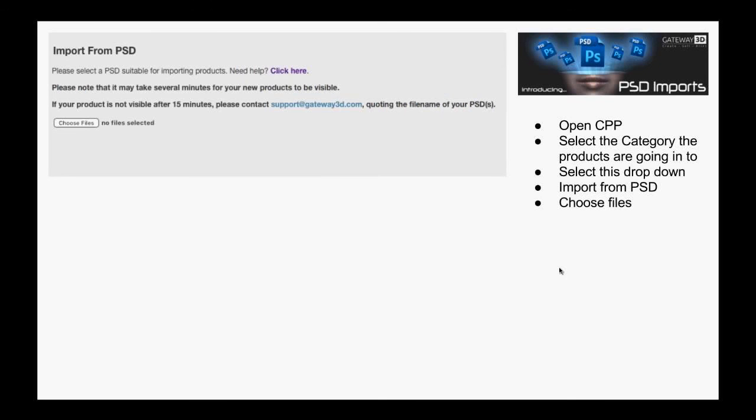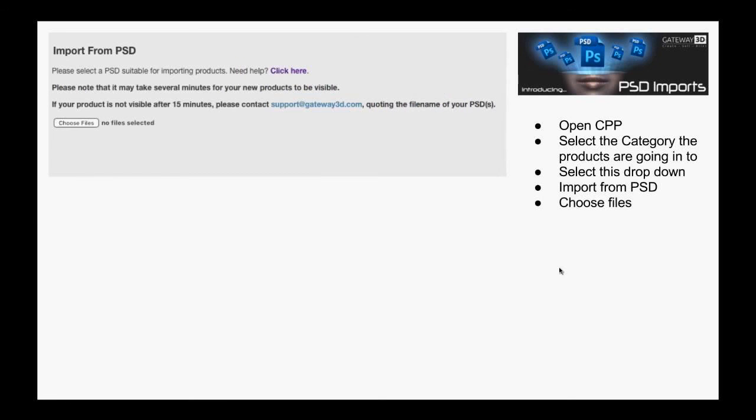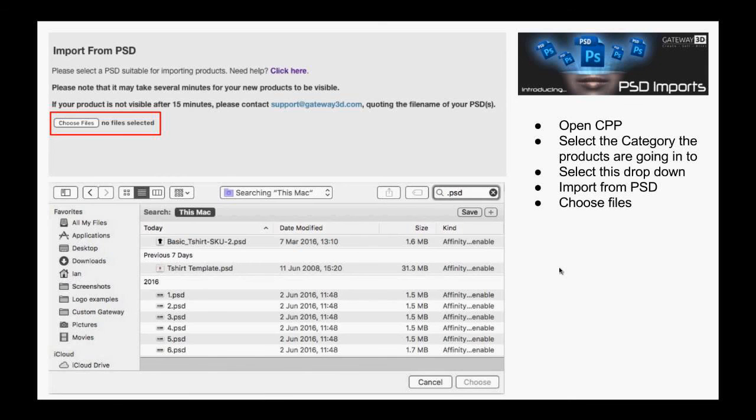So I'll just go back one, so you've just selected the import from PSD. As you click that, it will then give you a section to be able to choose your files. It also links here to, if you need any help, the knowledge base article, which will give full instructions on the setup of the PSD files. So all you need to do is to click on the choose files, which will give you a normal open window to be able to select the files from your local machine wherever you've saved them.